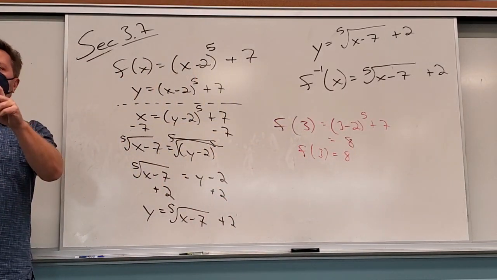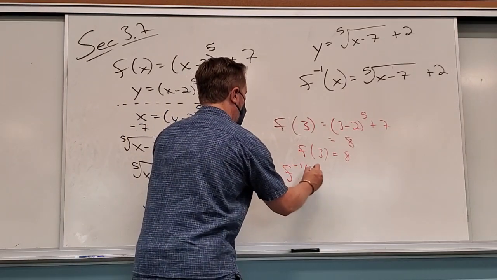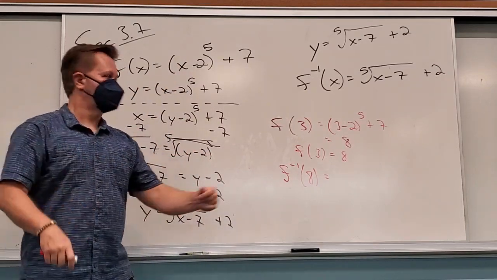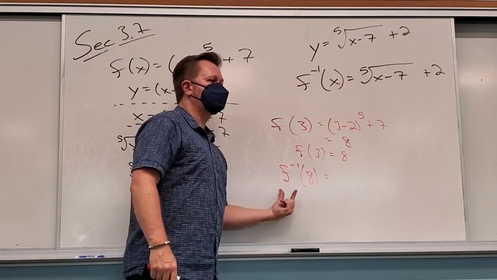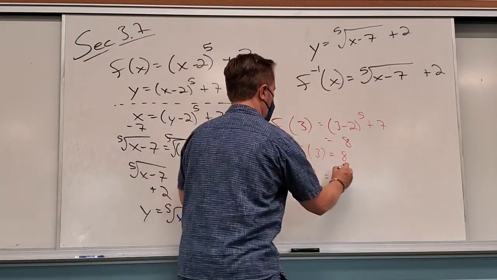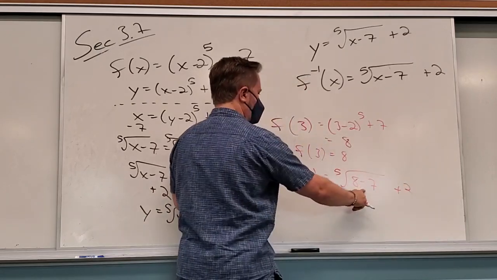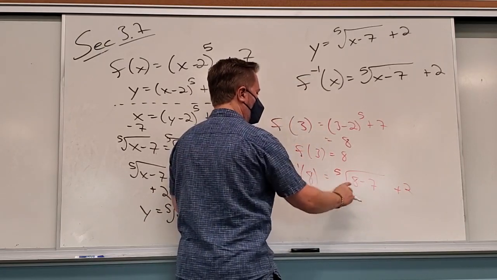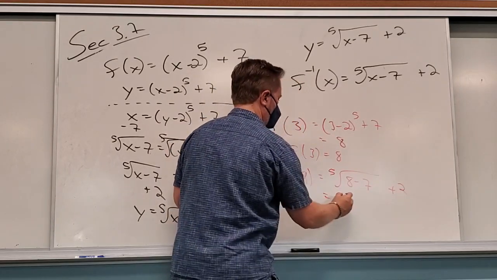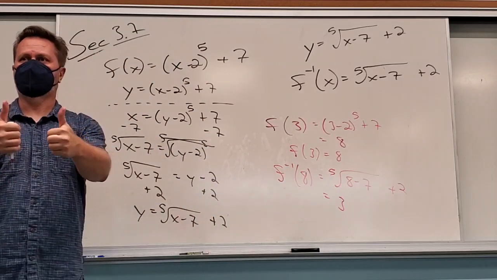Now we already know what this should be, but just verify it. What is f inverse of 8? What should it be? 3. Yes. The original function went through (3, 8). The inverse should go through (8, 3), but let's verify. Plug an 8 in there. What's 8 minus 7? 1. Fifth root of 1 is 1, plus 2 is 3. (3, 8), (8, 3). Check.